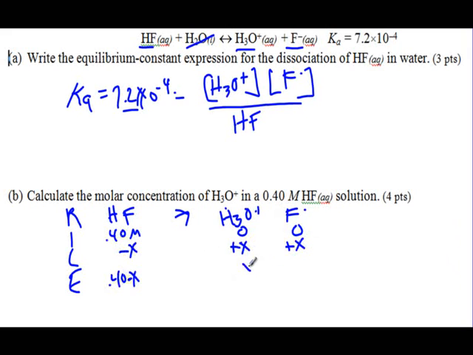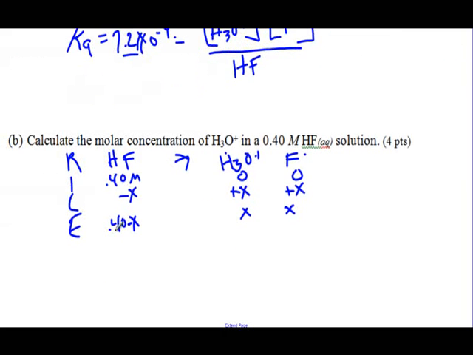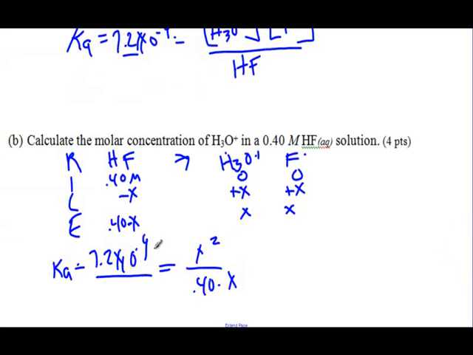This is x, and this is x, right? So let's see. My Ka, which is 7.2 times 10 to the minus 4, is equal to, using this formula up here, x squared over 0.4 minus x. On the AP exam, there's never been a reason to keep the x.